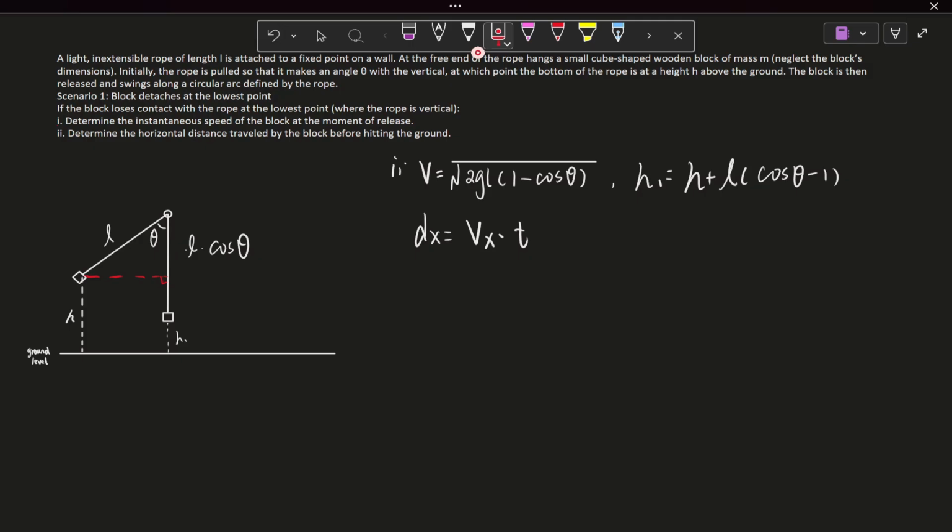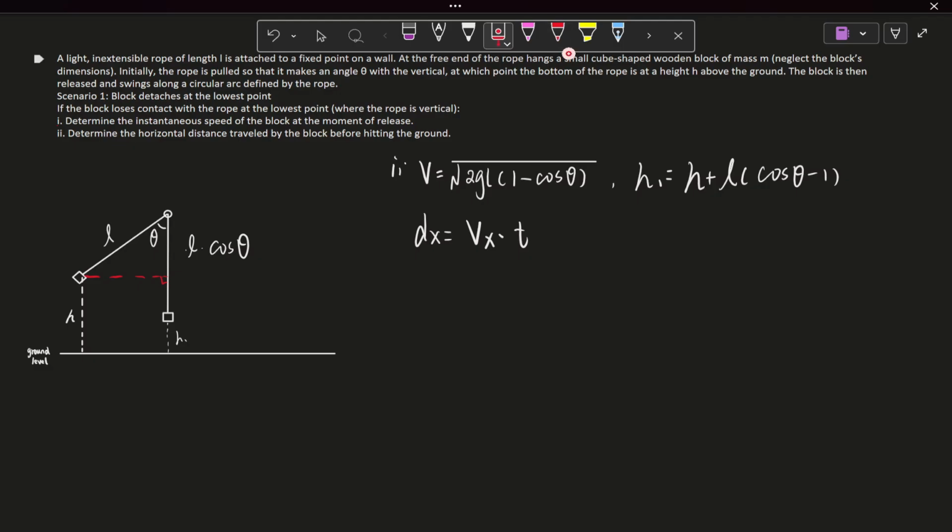What that means is the velocity you get from the previous part is all horizontal components. In other words, the direction of the velocity you get from the previous part is horizontal. Isn't that surprising, huh? So this is your Vx. So how do you find t then?